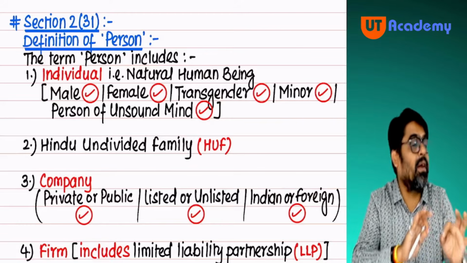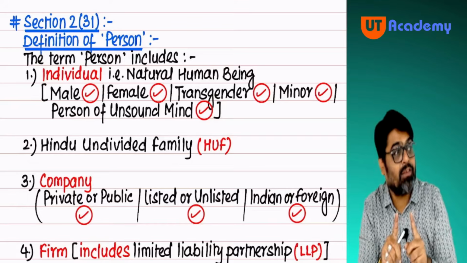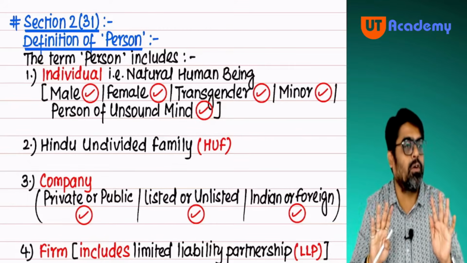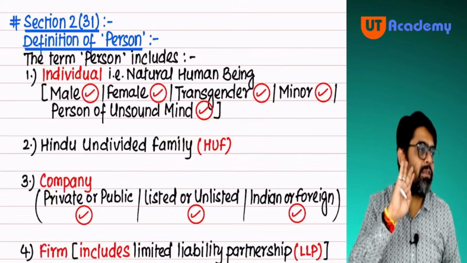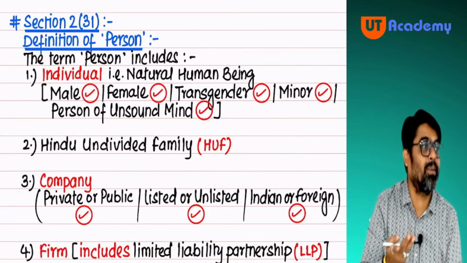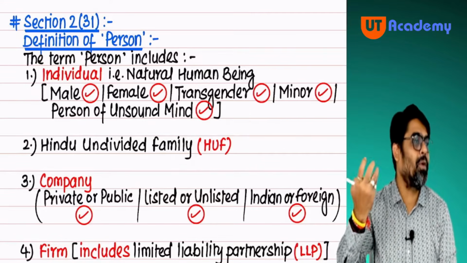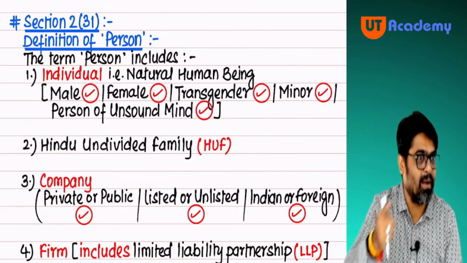So whenever there is a person and that person is liable to pay tax or any other sum as per the provisions of the Income Tax Act, then that person will be known as an assessee. Then the relationship of Income Tax Department and assessee will come into existence. Then the department will come to you.